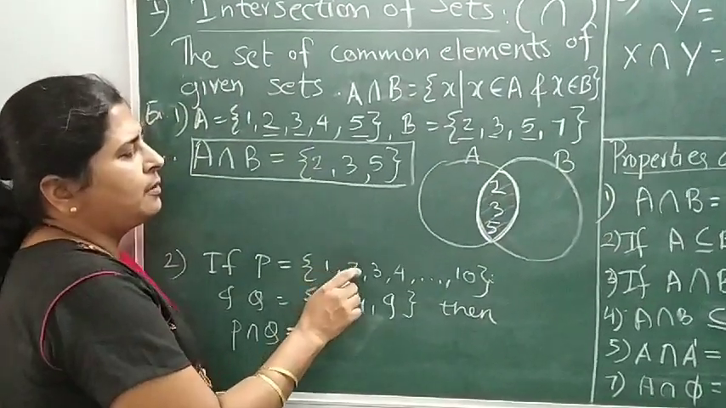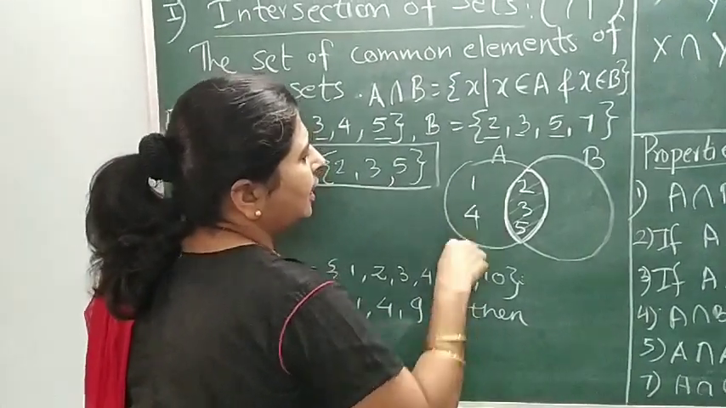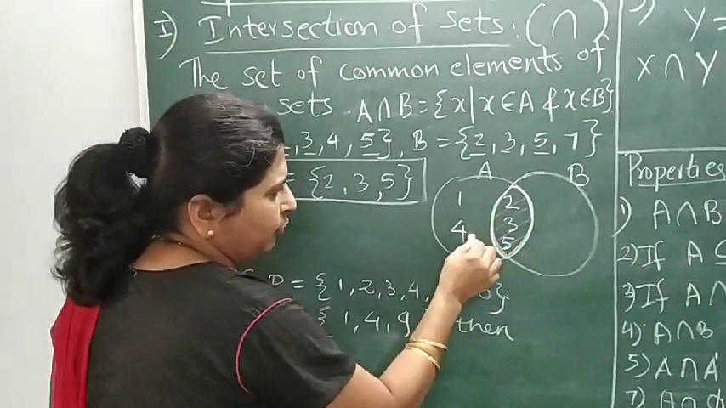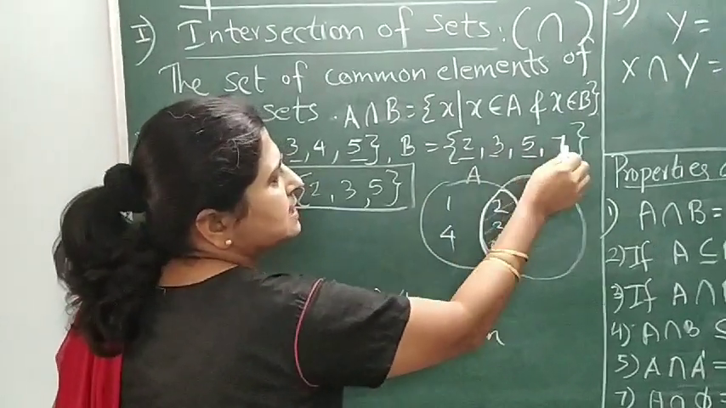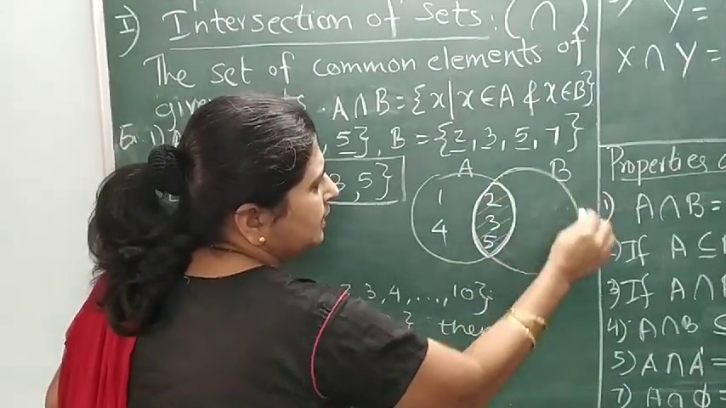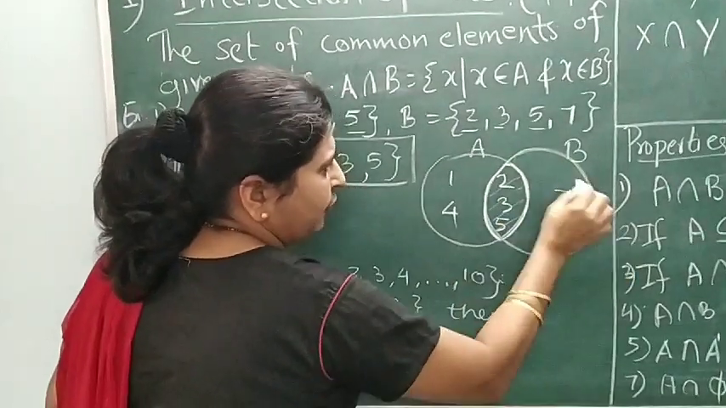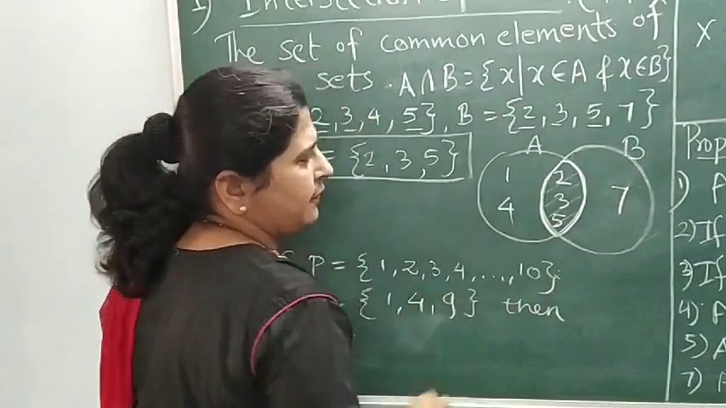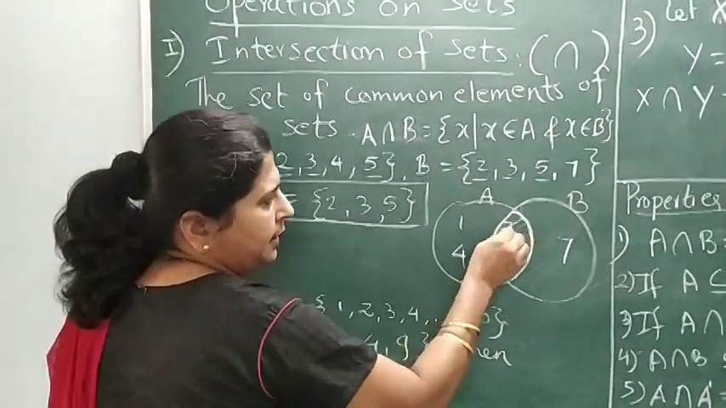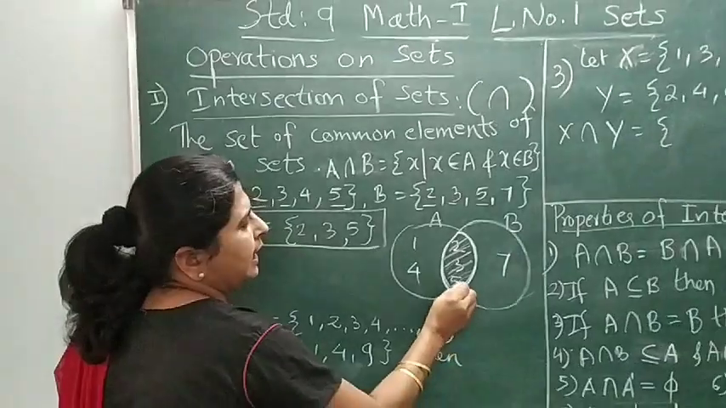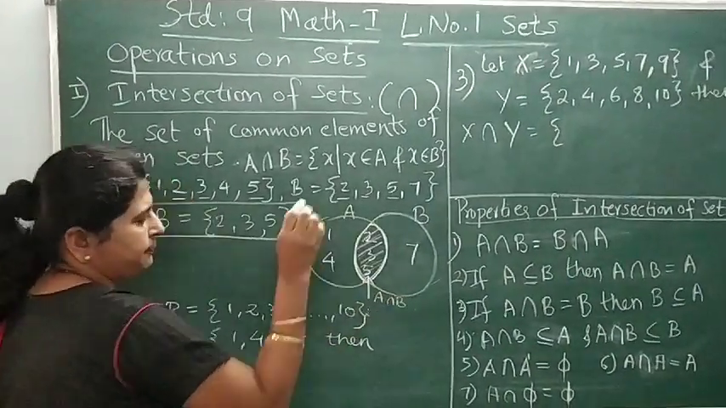And what are the remaining elements of set A? Remaining elements are 1 and 4. We can write them here, 1 and 4. So this is 1, 2, 3, 4, 5, set A. Let's see which are the remaining elements of set B. 7 is the remaining element which will come in this remaining part of the circle, 7. So set B consists of 2, 3, 5 and 7. So this way we can show the intersection part. The highlighted portion is called A intersection B. So this is our A intersection B.